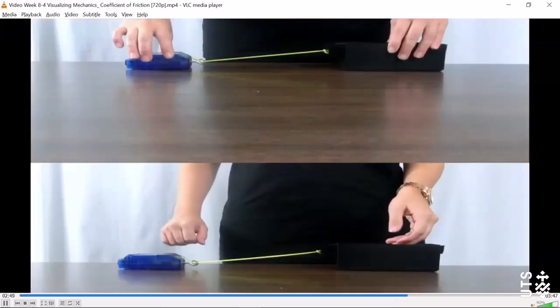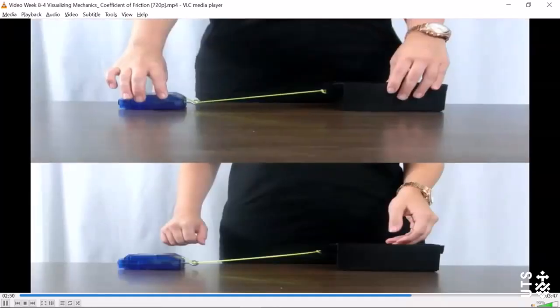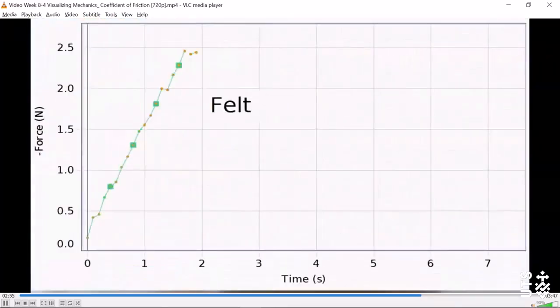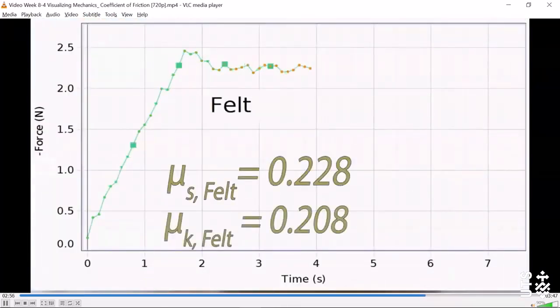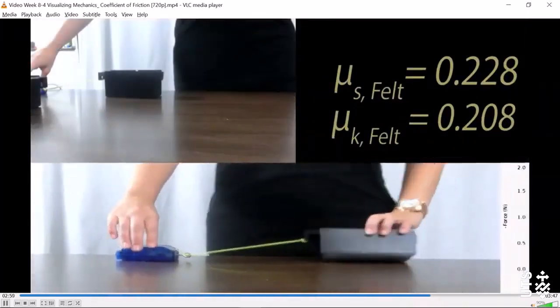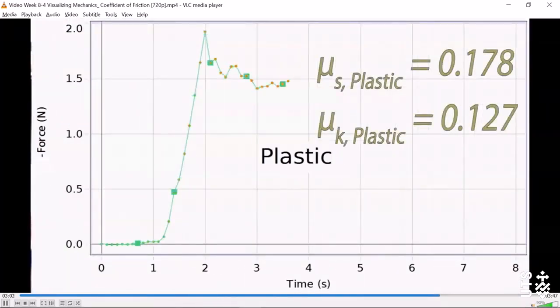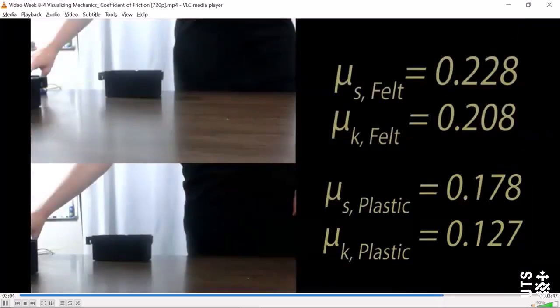We can do the same experiment with the felt and plastic surfaces. For the felt, the static coefficient of friction is 0.228 and the kinetic coefficient of friction is 0.208. For the plastic, the static coefficient of friction is 0.178 and the kinetic coefficient of friction is 0.127.